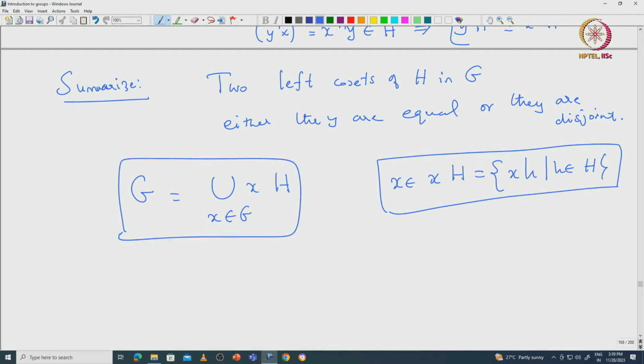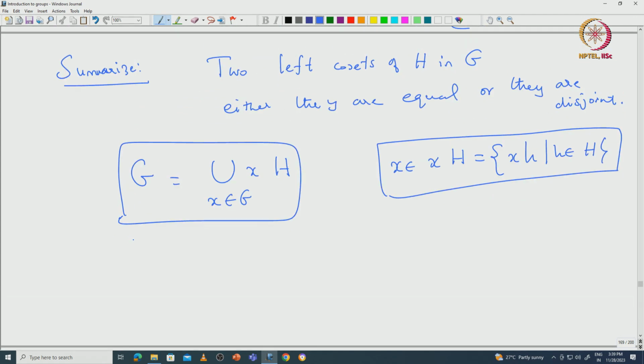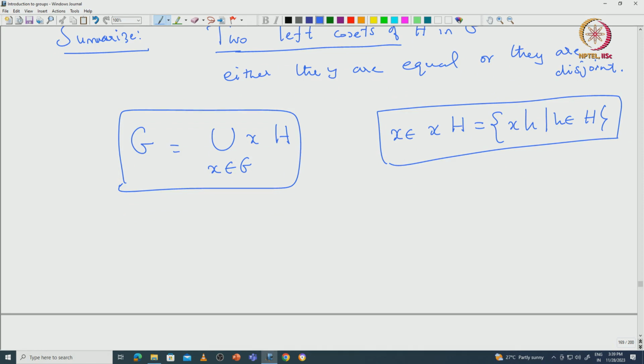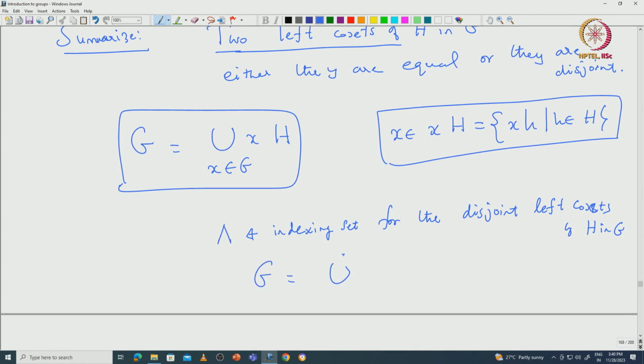So now this indeed gives you a partition, because of this fact. If you take any two left cosets, either they are equal or they are disjoint, so I can collect only those that are disjoint. So I will get some indexing set, call it Lambda. So this is the indexing set for the disjoint left cosets of H in G. Then G will be the disjoint union of xH, where x comes from Lambda.